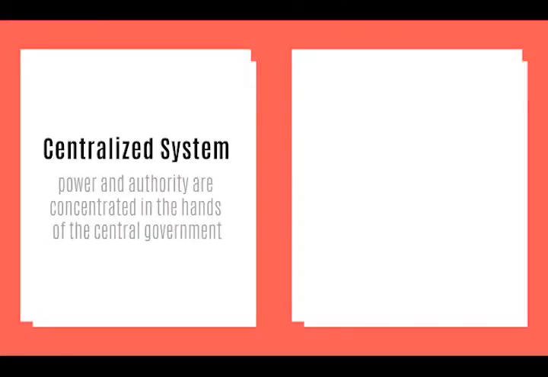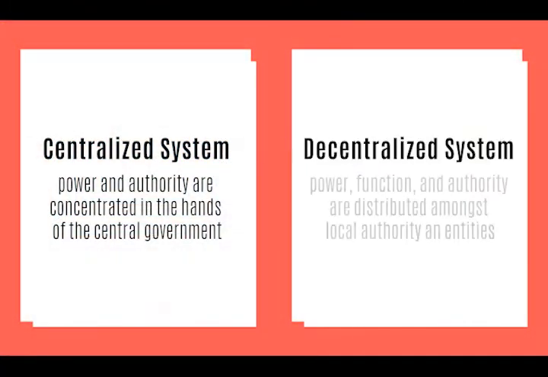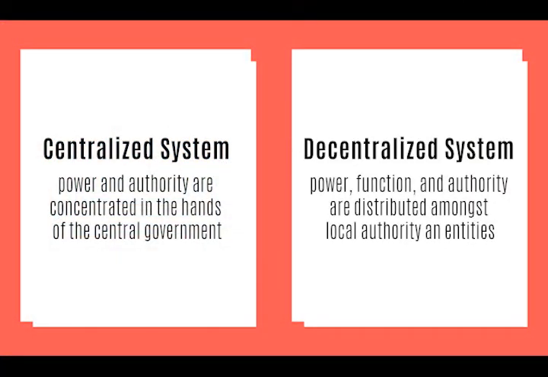Going on, this part is about what should be centralized and what should be decentralized to lower levels of government. In a centralized country, power and authority are concentrated in the hands of the central government, while regions and local authorities have little to no power. In a decentralized system, power, functions, and authority are distributed among local authorities and entities and are not concentrated in the hands of the central government. The power can be divided among the region, province, or even the city.